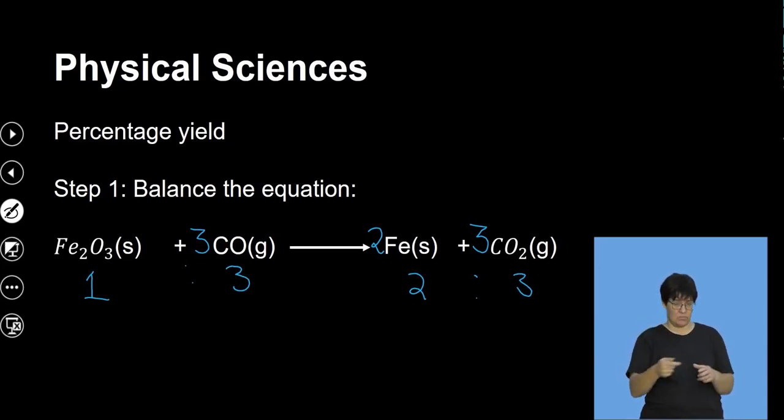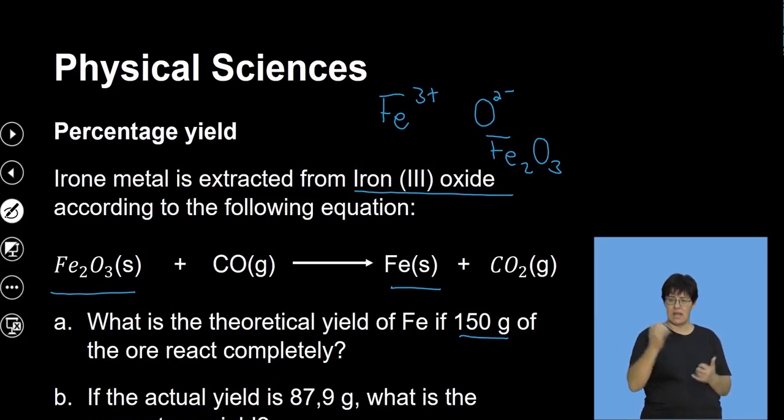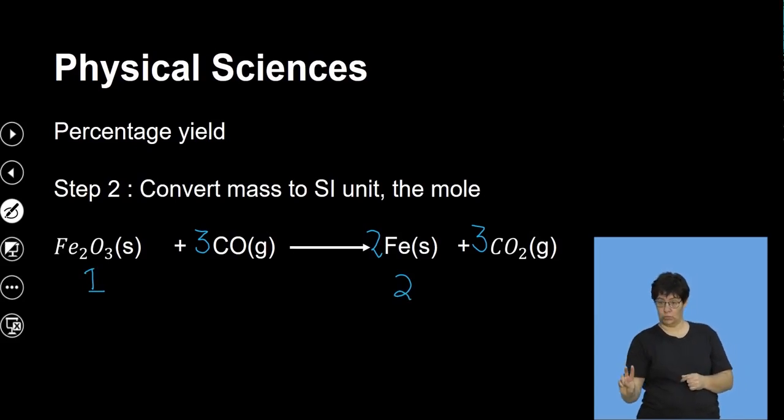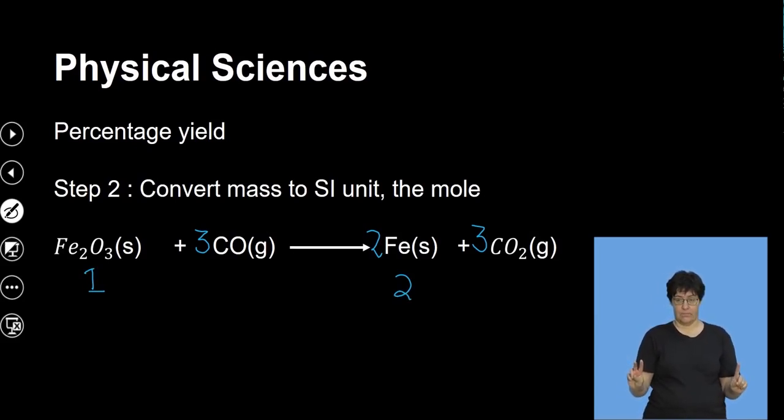So the question, if we can go back, it wanted us to calculate the theoretical yield of iron if there is 150 grams of the ore. This is the ore that we are talking about, the iron 3 oxide. Now let's look at the conversion of the mass into the SI unit, which is the mole. So the stoichiometric ratio in which they react with each other is actually 1:2. This is the ratio for the ore to the iron. So we are told that there is 150 grams of the oxide, okay?